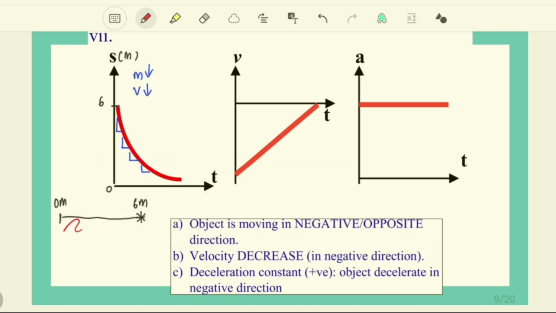The object is moving in opposite direction. Come back to its original, ataupun at starting point lah. Original position tadi. Asalnya. Okay, dia patah balik. But, the velocity is decreasing. Okay, velocity decreasing. Semakin perlahan. Semakin dah nak sampai dekat 0 meter tu, semakin dia slowing down. Okay. So, kita baca, object is moving in negative direction, opposite direction, velocity is decreased.